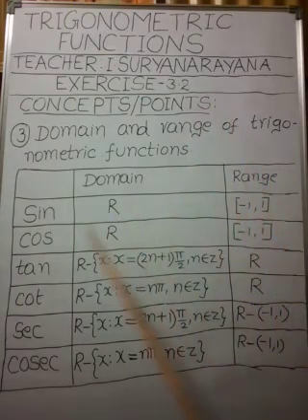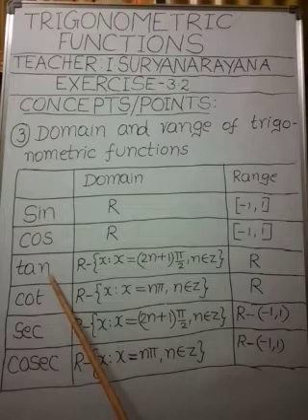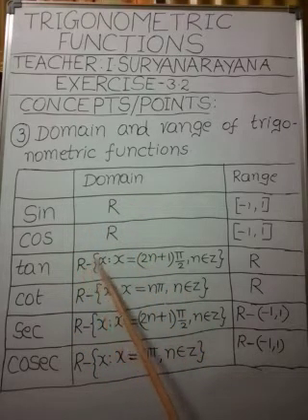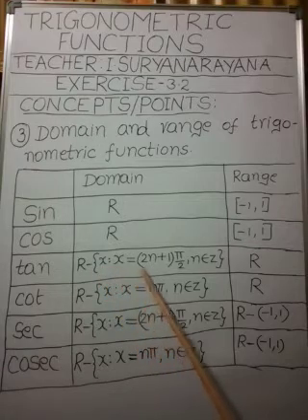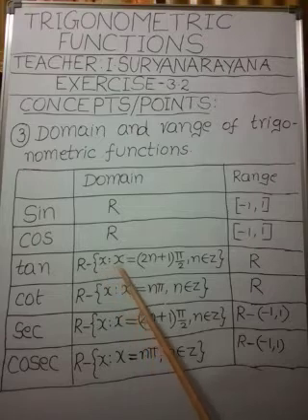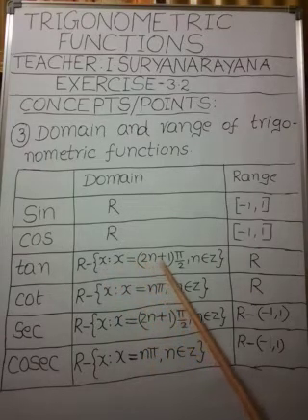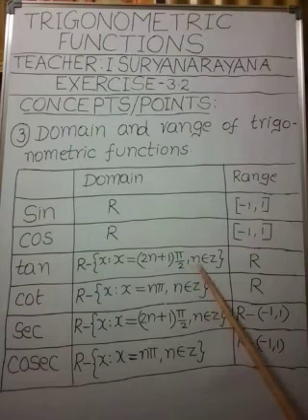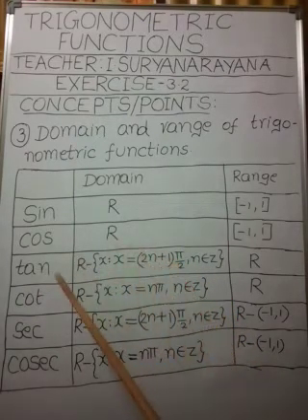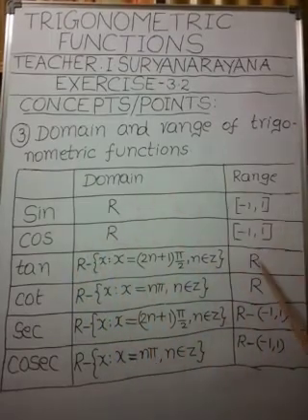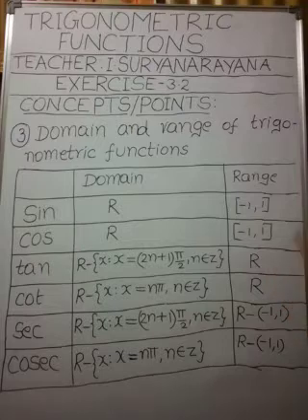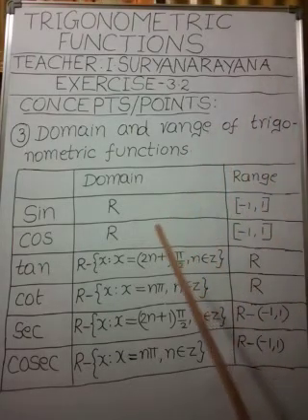Okay, my dear children. Now come to the tan function. Tan function domain is the set of all real numbers minus the set of all x such that x is equal to (2n plus 1) into pi by 2, n belongs to Z. This is the domain of tan function. And range of the tan function is the set of all real numbers. Remember these points, my dear children.